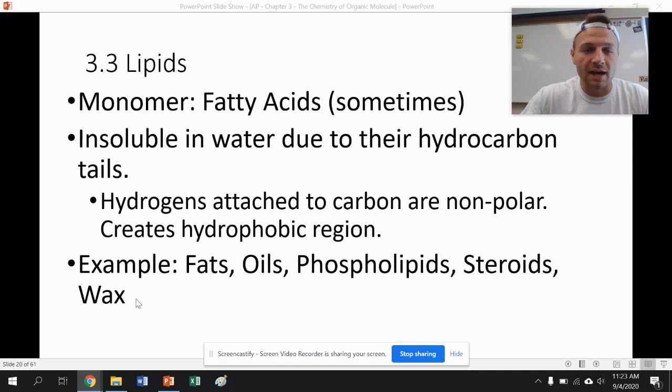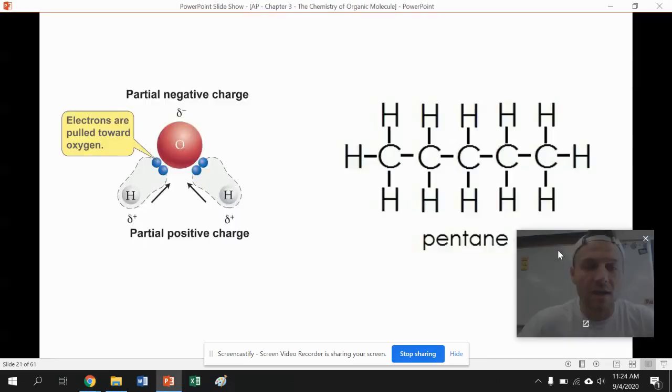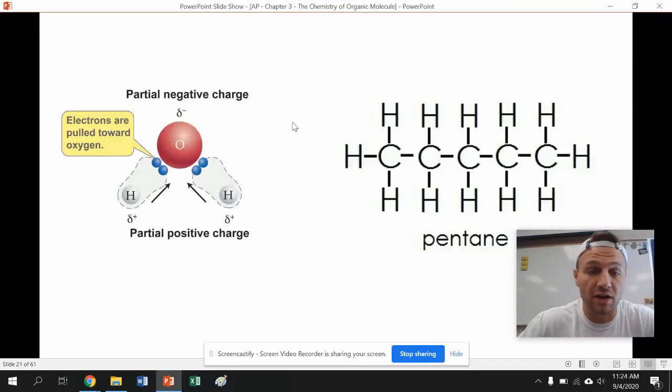Now, the reason behind this, as you can see, it says hydrogens attached to carbon are nonpolar. Remember back when we talked in our chemistry chapter, like dissolves like. So remember that water is polar, so it's going to dissolve other polar molecules. Lipids are nonpolar, so they're not going to dissolve in that water. Here's why the lipids don't dissolve in water and they actually push away from the water.